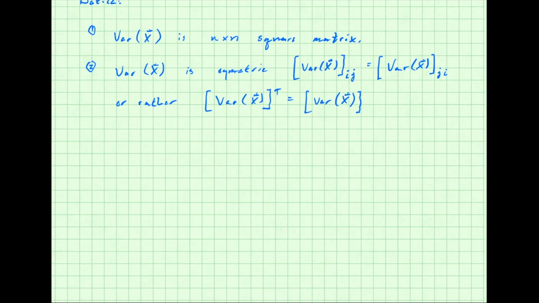So the third property I want to point out is that the diagonal elements are just variances. I've already pointed this out, but the variance of x, row i column i, so these are the diagonal elements, is by definition the covariance of xi and xi, which is also the same thing as the variance of xi.